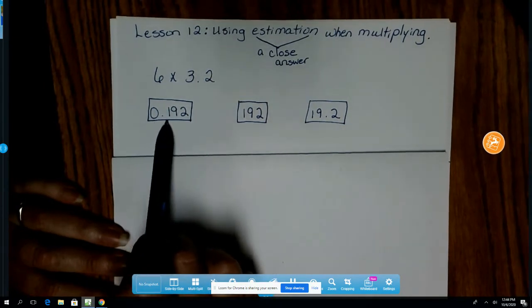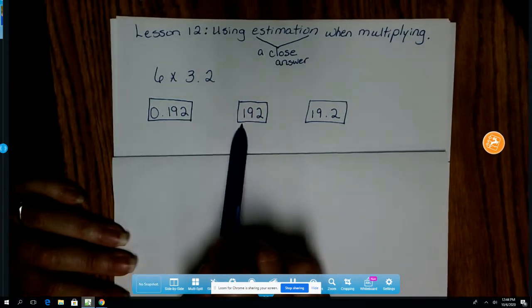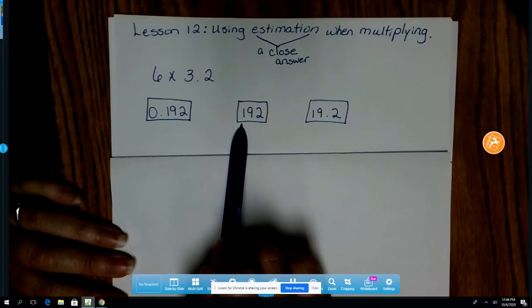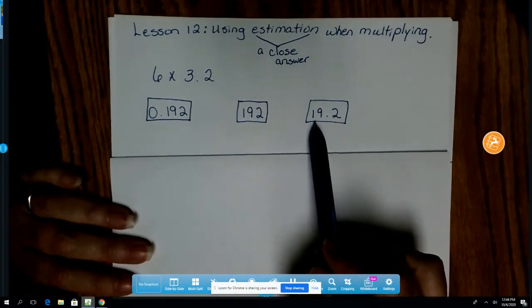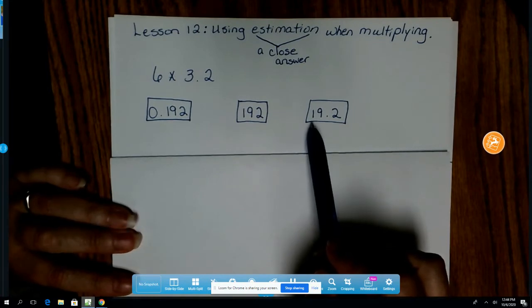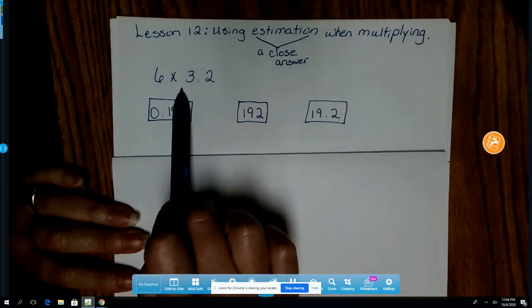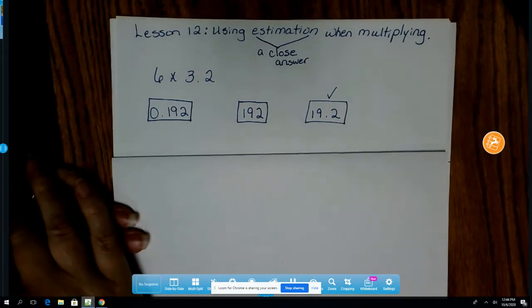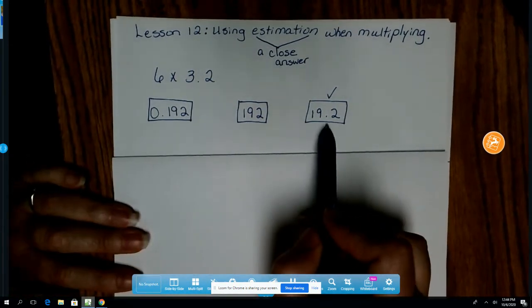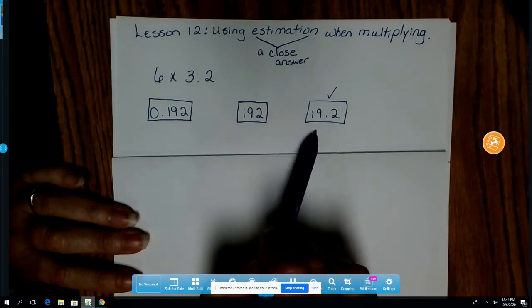So if I look here, 192 thousandths, well, that's not anywhere close to the whole number of 18. 192, this is not anywhere close either. But 19 is pretty close to 18. And so I know that a good estimation of the answer for this problem would be 19 and 2/10. This is probably going to be the answer based on what I have here as my choices.